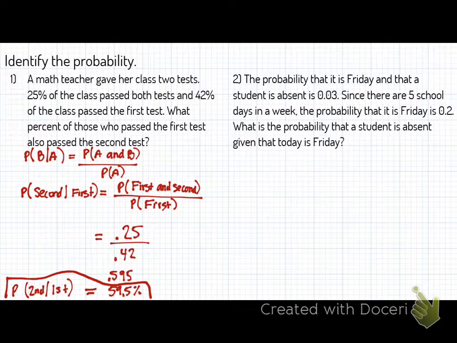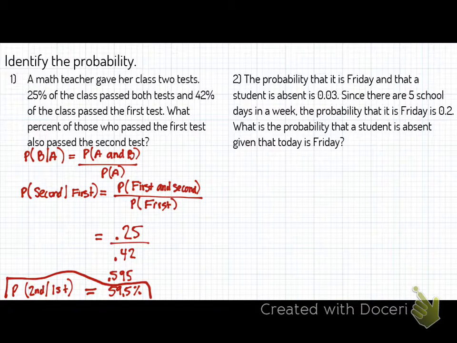So how many days in a week, everyone? No, it's school days, I mean. How many school days in a week? 5. How many school days are Friday? 1. So what's the probability that it's Friday? 1/5, which is 0.2. Good. So what's the probability that a student is absent given that today is Friday? So let's pretend today is Friday, okay?